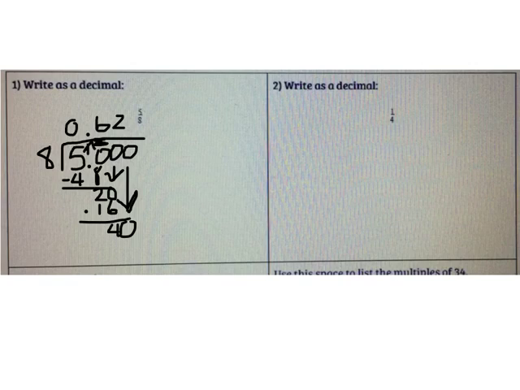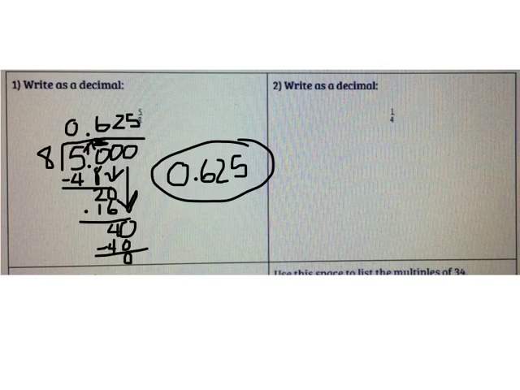How many times does 8 go into 40? 8 goes into 40 5 times. What's 5 times 8? It's 40. When I subtract, how many do I have left over? 0. So the correct answer is 625 thousandths. 5/8 is equal to 625 thousandths.